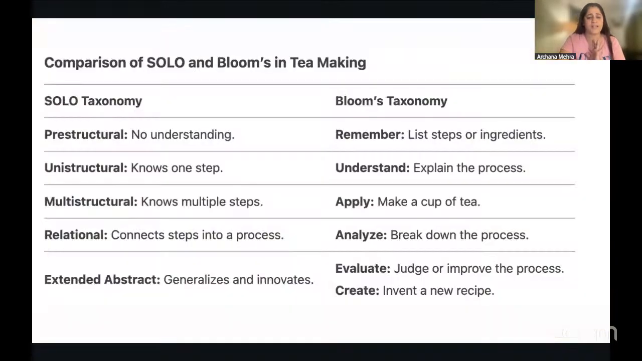So in short, when I tell you the comparison between the both while making tea, SOLO taxonomy starts with no understanding, knows one step, then knows multiple steps, then connects various steps into a process, and then comes to a generalization or innovates something. Whereas Bloom's taxonomy lists the ingredients first, then explains and makes, then breaks down, and then invents a new recipe out of it.